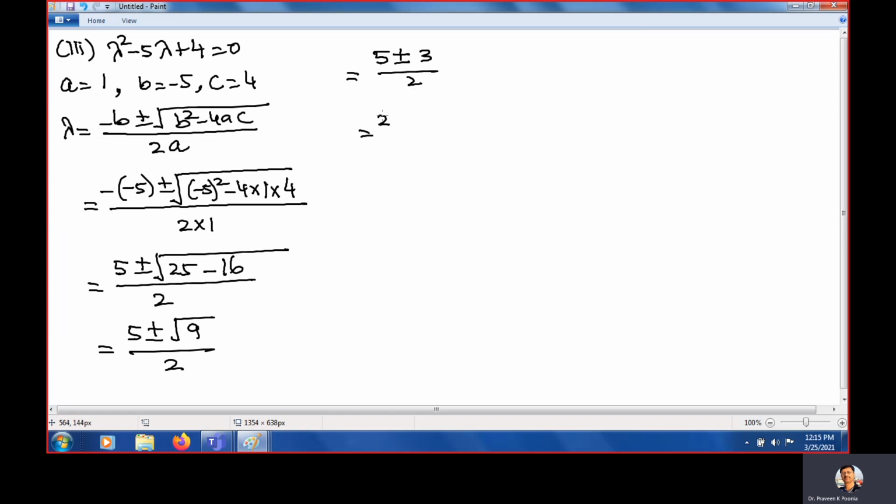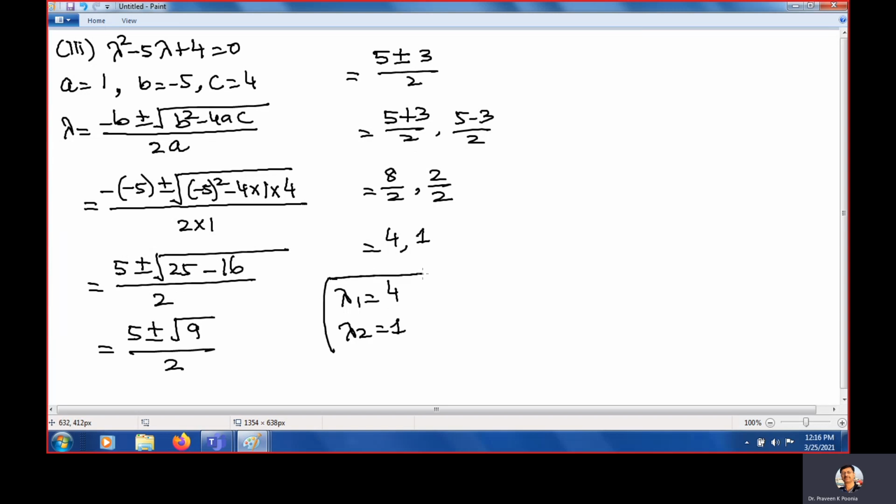So choose one time plus and one time minus. So 8 upon 2, and 5 minus 3, 2 upon 2. So it is 4 and 1. So dear friends, lambda 1 is equal to 4 and lambda 2 is equal to 1. Because lambda is the notation for eigenvalues and we have two eigenvalues in this case, that's why we write them as two eigenvalues, lambda 1 and lambda 2.